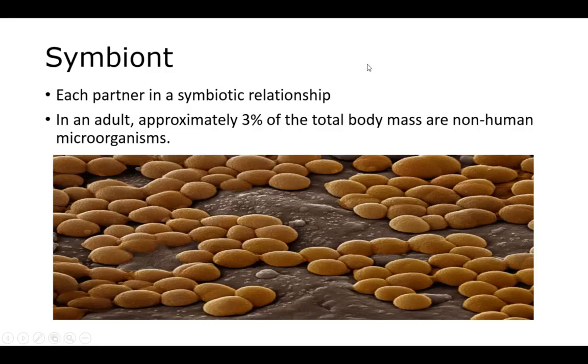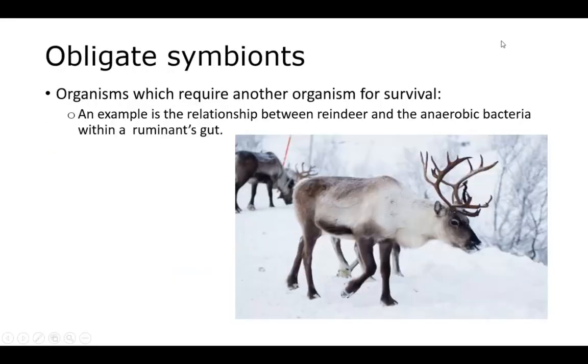In an adult, approximately 3% of our total body mass are non-human organisms. So in my case, I weigh 200 pounds. So 3% of my total body mass, or 6 pounds of my total body mass, would be non-human microorganisms.